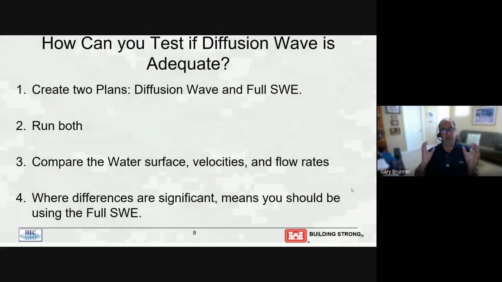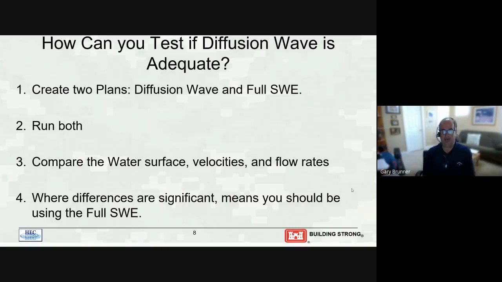Okay, so this is an important thing right here. How do you test any model to know if you should use diffusion wave or shallow water equations? Well, you create two plans, and the only thing you change is which equations you're going to use. You create one plan where you turn on diffusion wave, you create another plan with full shallow water, you run them both with everything else exactly the same, okay? And then you compare the answers. You compare water surfaces, velocities, flow rates at all kinds of locations within the study.